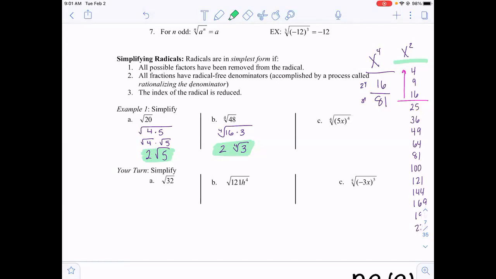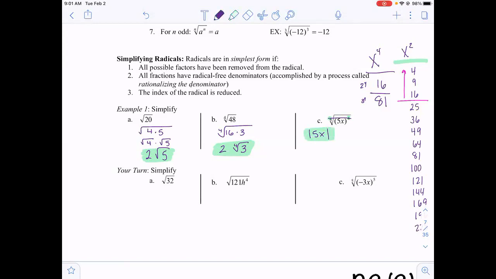All right, and the last one, the first thing I see is, hey, that has a 4th power, that's a 4th index. So that means they're going to cancel, but because it's even, I need the absolute value of 5x. So this we can only simplify a little bit. I would be okay if you stopped right there with your answer. To me, that's sufficient.